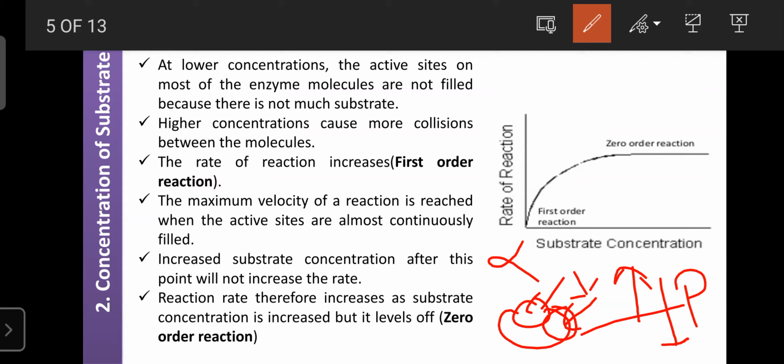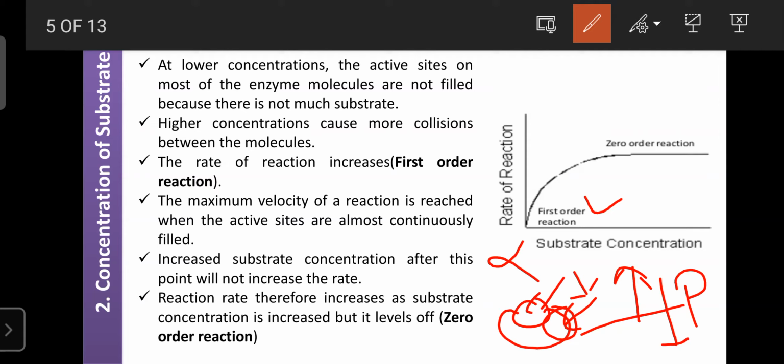Initially, with the addition of substrate, the rate of reaction increases following a first order reaction. So as the substrate concentration increases, the rate of reaction also increases. That is by following the first order reaction.